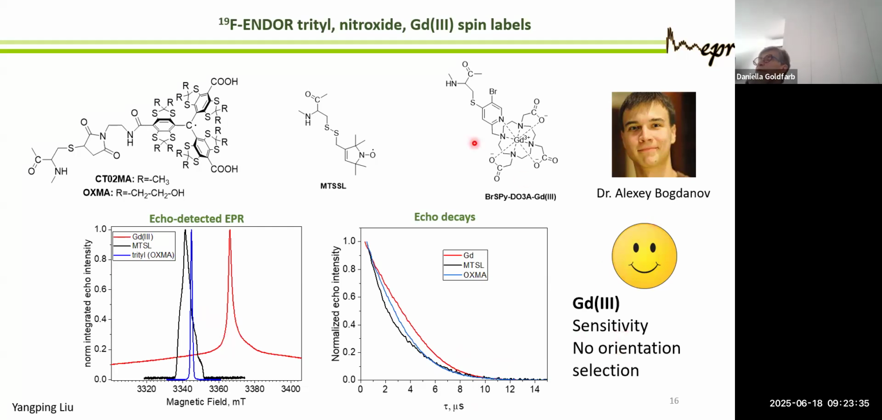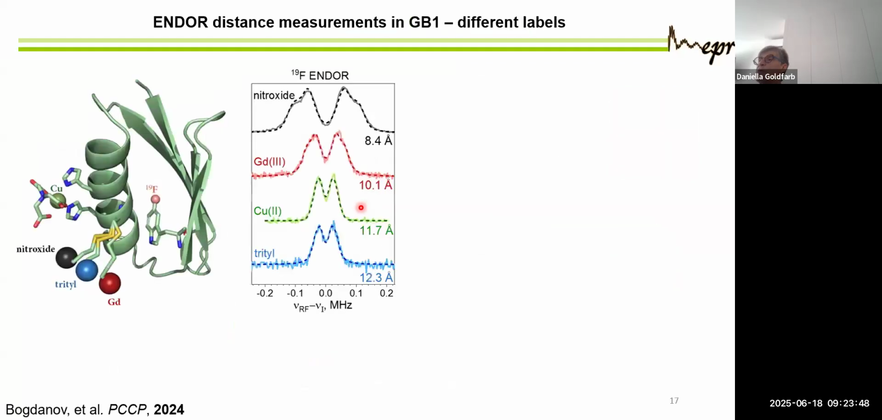Most of the work on this ENDOR with fluorine was done by Alexei Bogdanov, who was a young co-worker in my group. Okay, so now these three were put in the same place. And then we also looked at this copper double histidine, which was not put in the same place, but we were interested to see whether we get a better resolution. It's a rigid spin label, so we shouldn't get a large distance distribution.